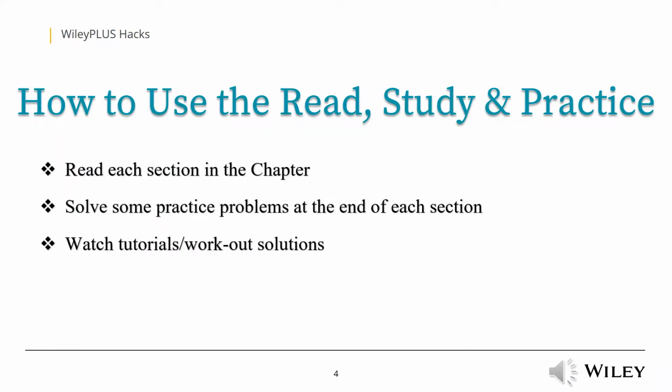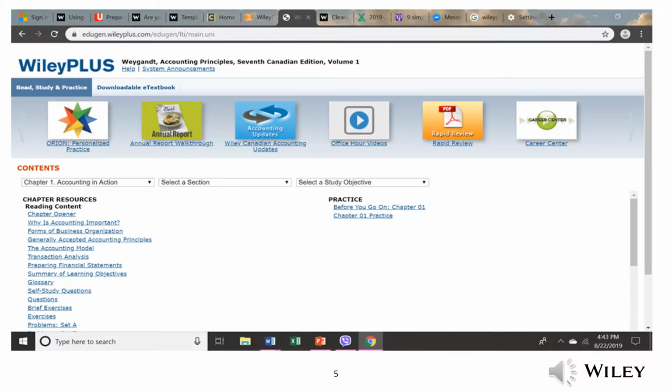So first is how to use the Read, Study, and Practice tab in Wiley. Of course, the first thing that you will do is to read the textbook or read online in Wiley because you want to familiarize with the content and be able to solve some practice questions at the end of each chapter. You may also want to watch the tutorial or some workout solutions if you're having some difficulties in each chapter. So in order to access this tool, just go to your specific course in Wiley and go to the Read, Study, and Practice tab right over here.